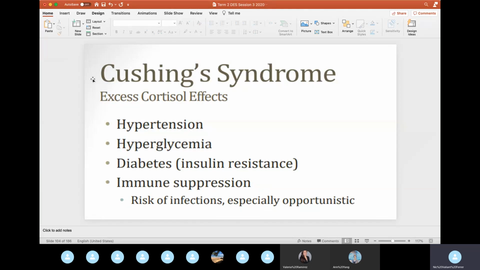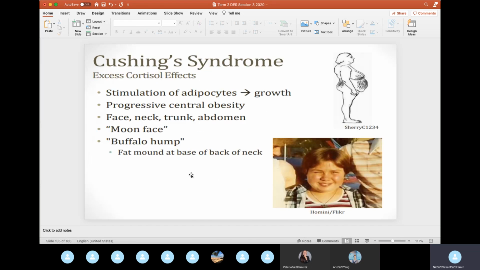Cushing syndrome, do I need to know this? Yes, it's high yield. What are the effects? Think about increase in cortisol or hypercortisolism, hypertension, hyperglycemia, diabetes. You have immune suppression. Look at the image here on the upper right. What happens? You have stimulation of adipocytes. You have central obesity. You have a moon face. They love that one. You also have a buffalo hump, a fat mound at the base of the neck. When I say Cushing's, you say hypercortisolism, moon face, buffalo hump, progressive central obesity.